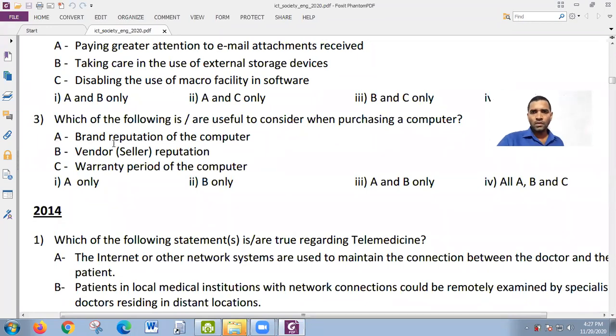A, brand reputation of a computer. That is important, right? You have to check the brand, right? Whether the brand has a good name in the society. So brand is important, right? Even if it is a mobile phone or any other electronic device, you have to check the brand reputation, whether they have a good name in the society or not. That is brand, it is okay.